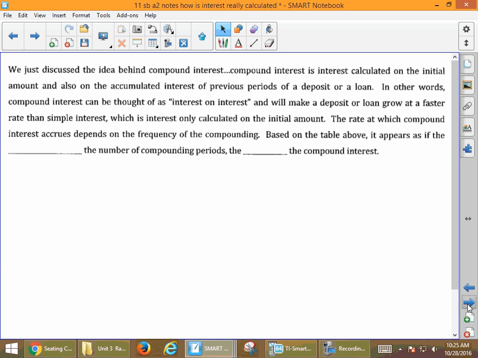The rate at which compound interest accrues depends on the frequency of compounding, and based on the table above, it appears that the greater the number of compounding periods, the more compound interest. Again, if you go back to our table that we just filled in, we had 1,700 and some calculated annually. And then we had 1,800 and some calculated monthly. The more we calculate, the more money.